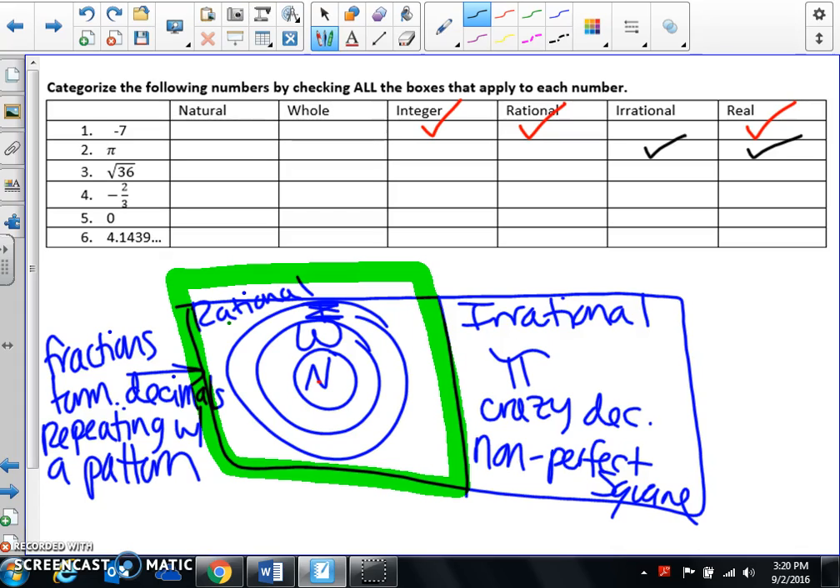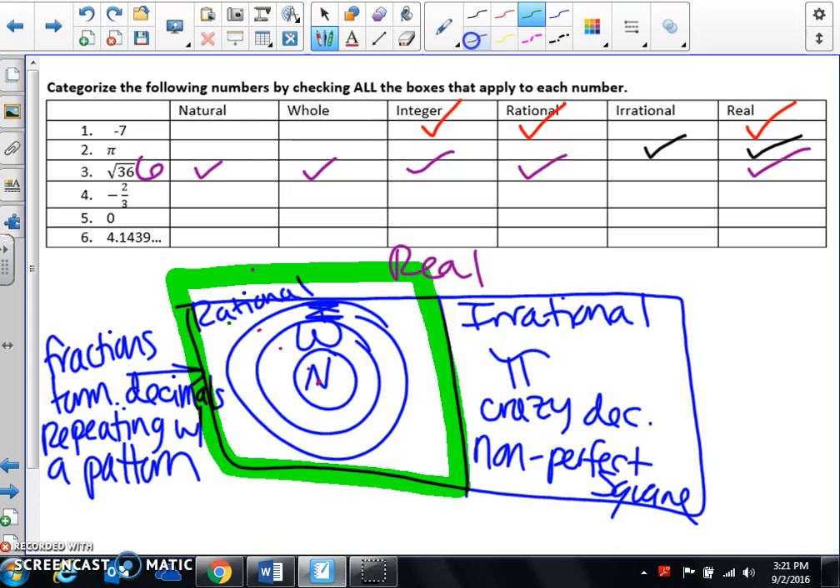The square root of 36. If you see a square root or a fraction or anything you have to simplify, you need to do that first. So the square root of 36 is 6. Now I have to decide, is it rational or irrational? It's rational. So now I start in the inside. Is 6 a natural number? Yes. Now I do everything outside. So if it's natural, it's whole. It's also an integer. And it's also rational. And always don't forget, remember out here, they're all real numbers.